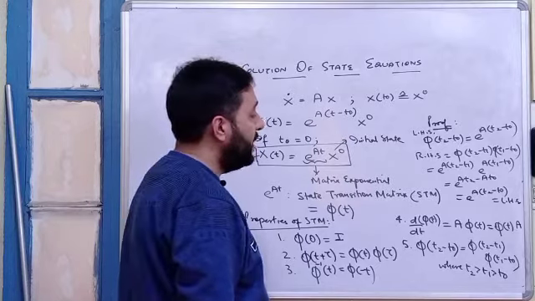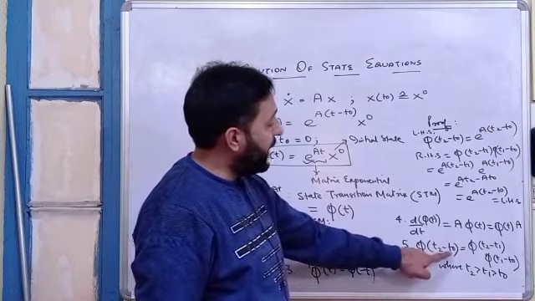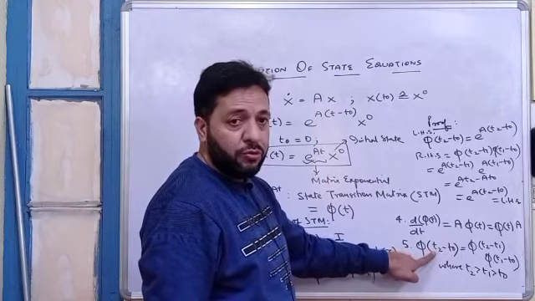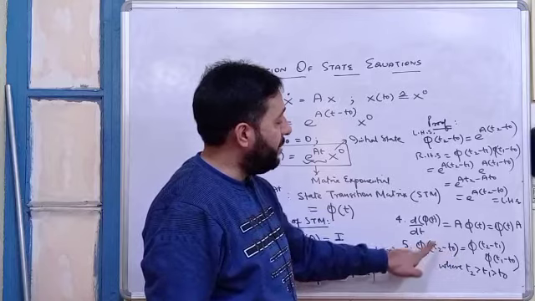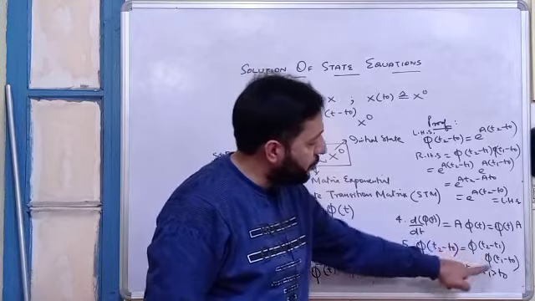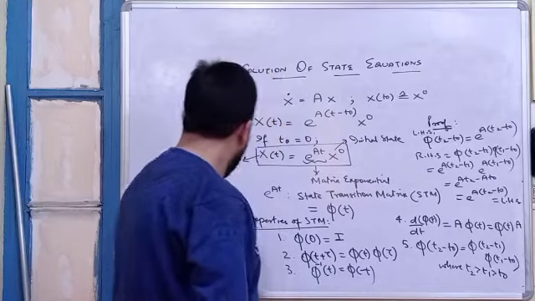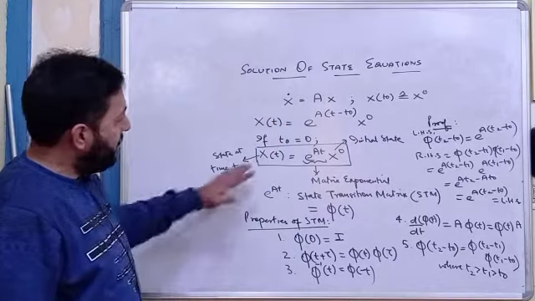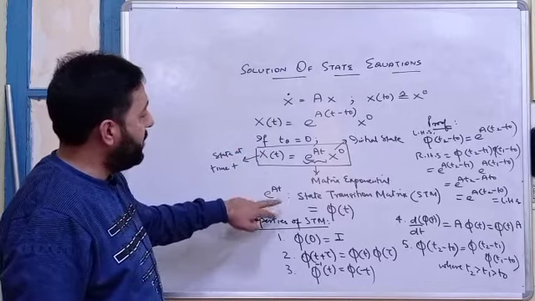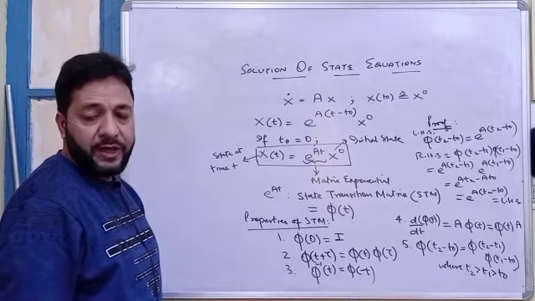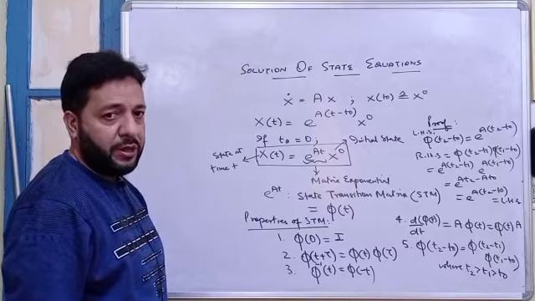This actually means that the state transition matrix from some time t0 to t2, if we have to evaluate it, can always be broken down into a number of steps. Are you getting me? So this is property number 5. These properties we already stated yesterday, but now we have restated them in terms of this phi of t. Why is phi of t known as the state transition matrix? It's one of the most important matrices in control theory. Are you getting me?